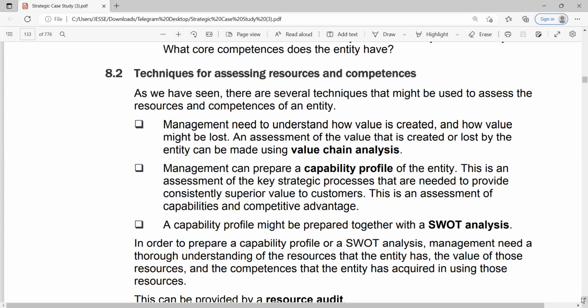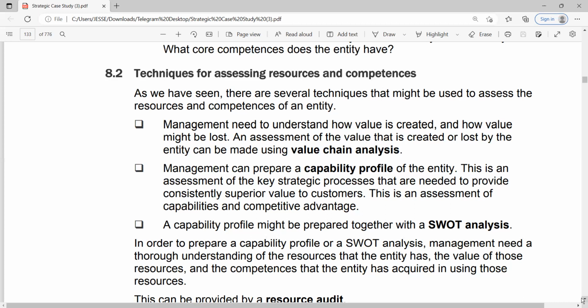In order to prepare a capability profile or a SWOT analysis, management need a thorough understanding of the resources that the entity has, the value of those resources and the competencies that the entity has acquired in using those resources. I hope that makes sense.